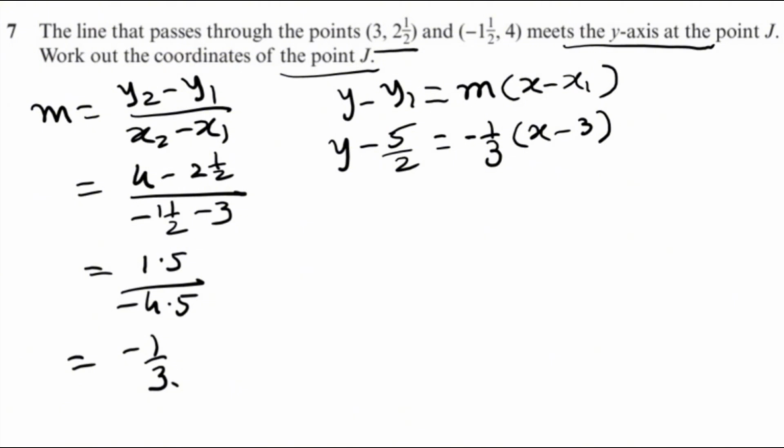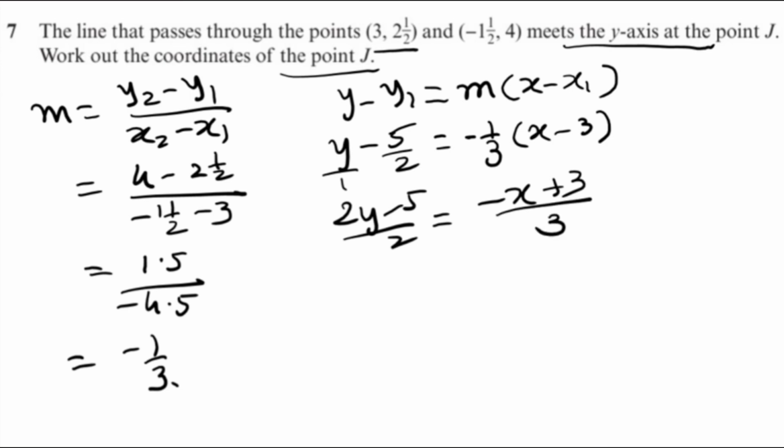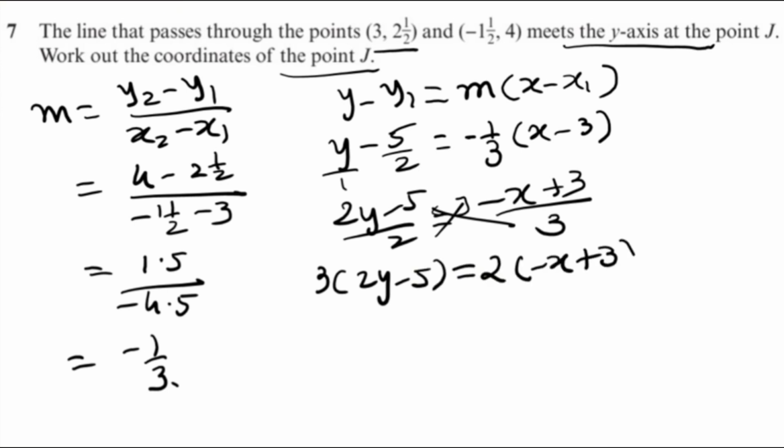To simplify this, I will take an LCM. So (2y minus 5)/2 equals (minus x plus 3)/3. I multiply 1/3 with this bracket and take the LCM, so then I can do cross multiplication. So 3 into (2y minus 5) and 2 into (minus x plus 3). This is the easiest way to simplify the fraction. You can convert into decimal as well, but this is the easiest way.